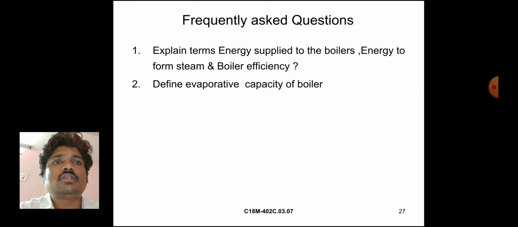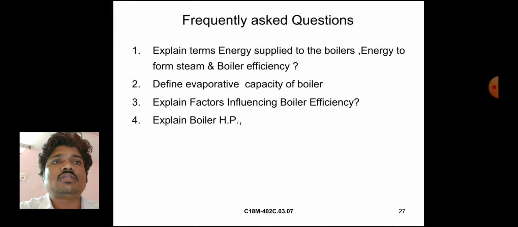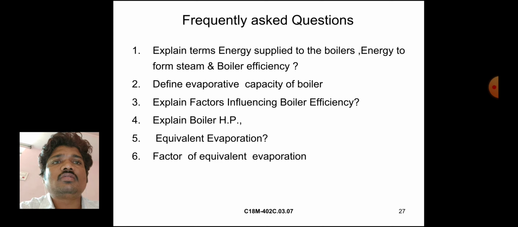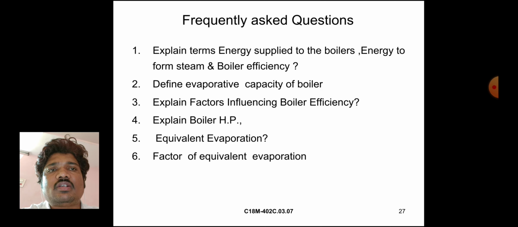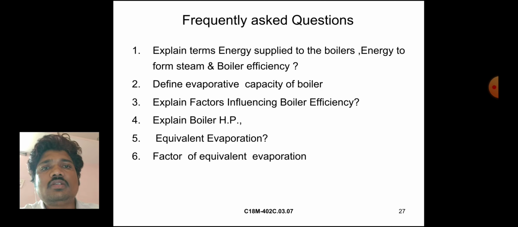In this topic, these questions may be asked from the exam point of view. Explain the terms energy supplied to the boiler, energy to form steam and boiler efficiency. Define evaporative capacity of boiler. Explain factors influencing boiler efficiency. Explain boiler HP, equivalent evaporation, factor of equivalent evaporation.